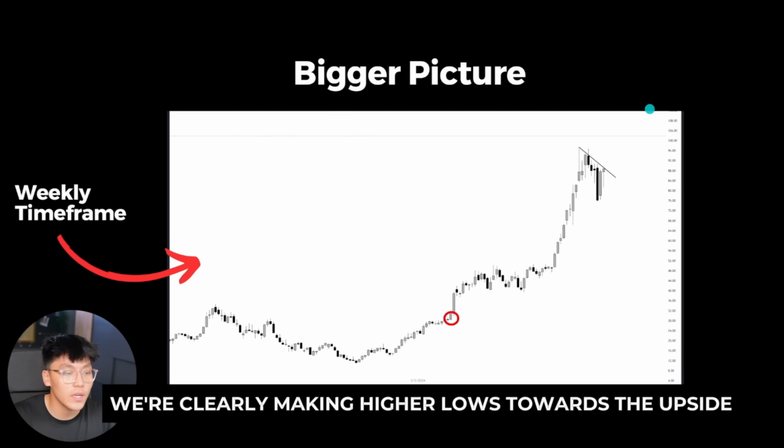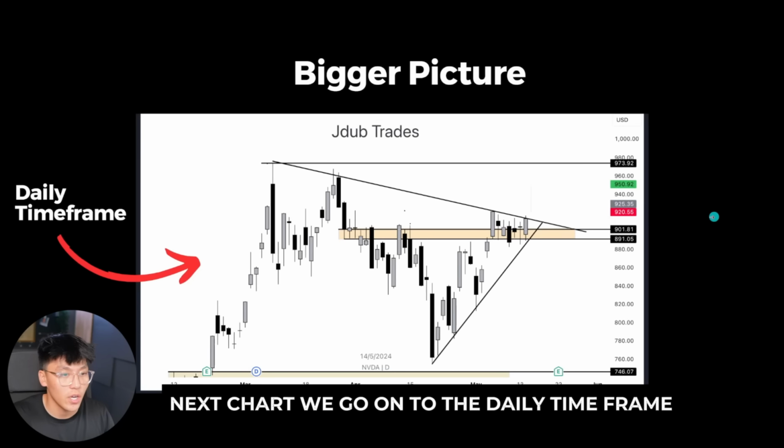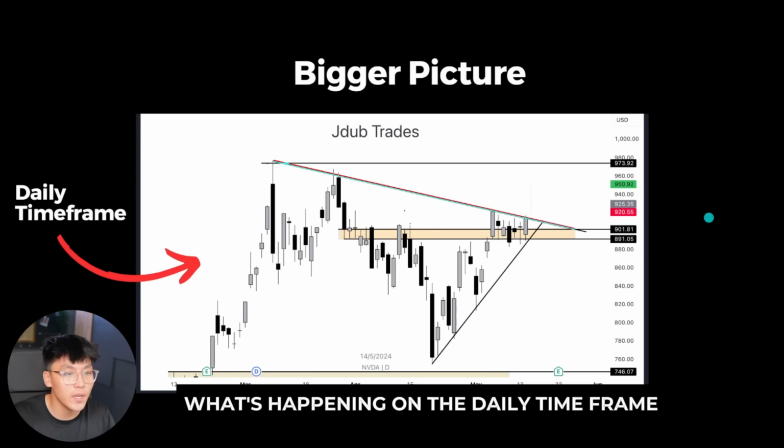As you can see, we're clearly making higher lows towards the upside. We're very much bullish on the weekly time frame. Next chart, we go on to the daily time frame. What's happening on the daily time frame?